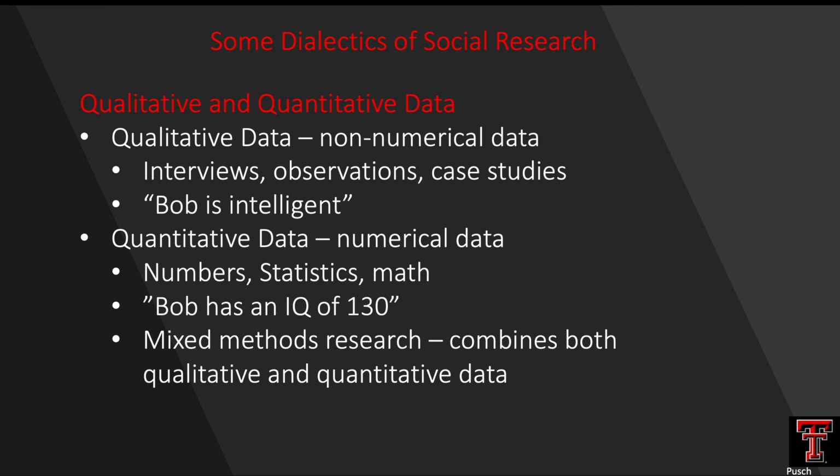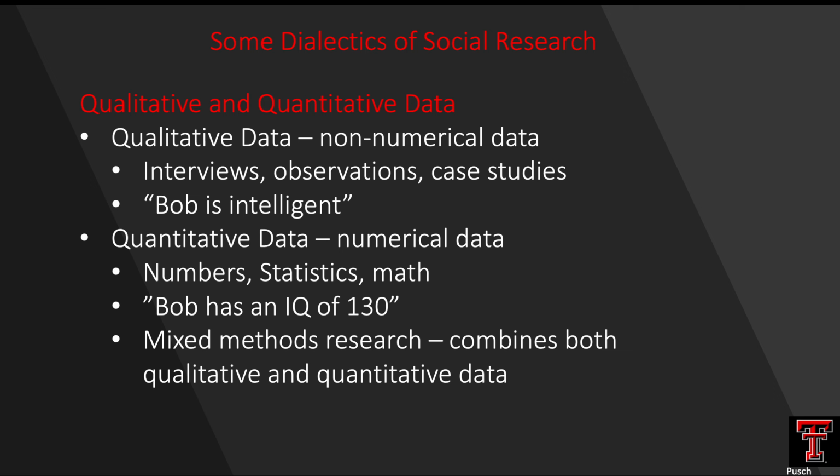So we have two statements here. The first is Bob is intelligent, which is more of a qualitative statement, being we're not directly measuring his intelligence, but maybe somebody did an interview with Bob and said, yeah, he's a pretty intelligent guy. However, if we would say Bob has an IQ of 130, this would be more of a quantitative statement. So here we are taking an exact measurement of a variable and applying it to Bob. So we're measuring Bob's IQ and coming out with a number, 130.